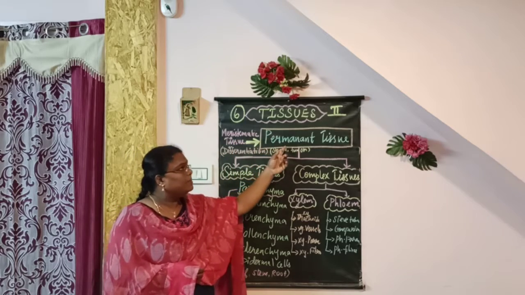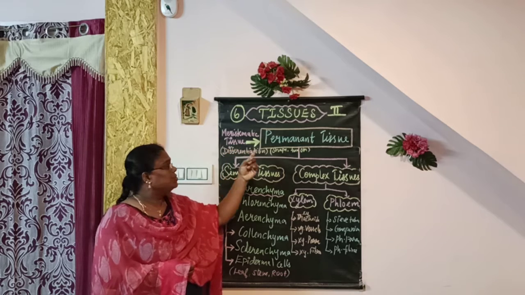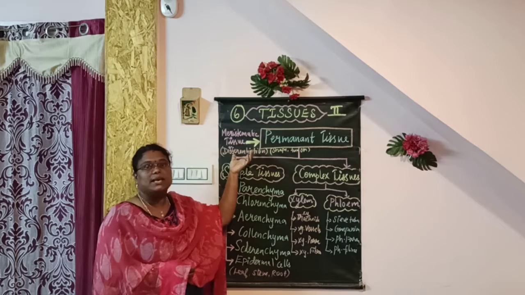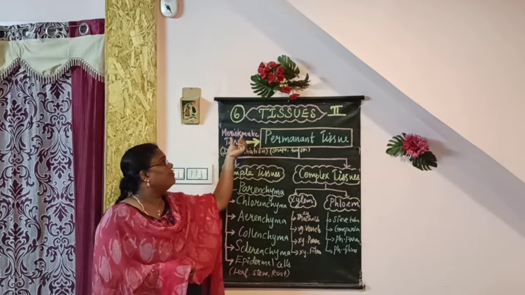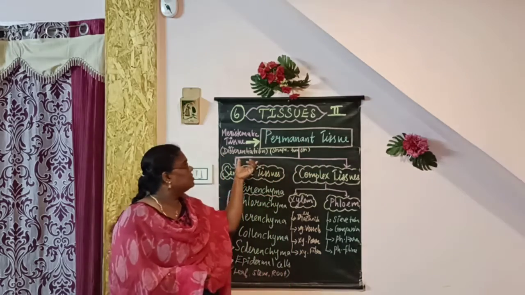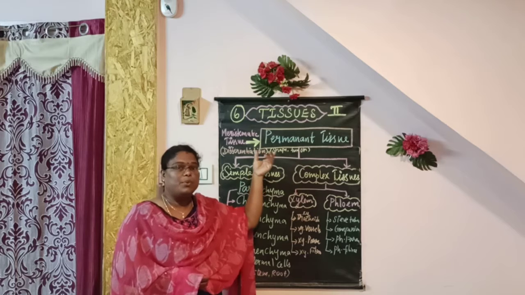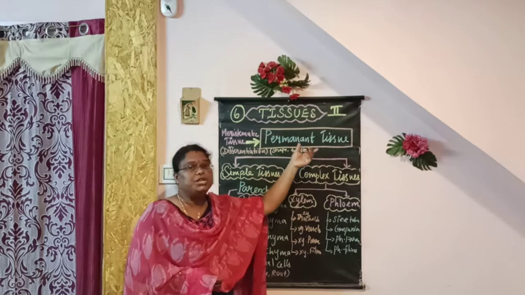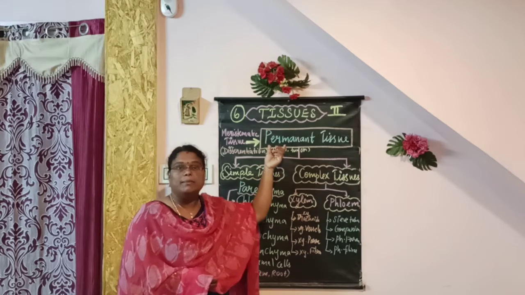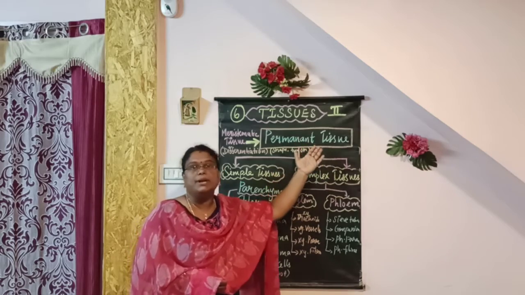This permanent tissue is transformed from meristematic tissue through a process called differentiation. The differentiation process helps in conversion of meristematic tissue to permanent tissue. So what is differentiation? Differentiation is the process of a tissue attaining its permanent shape, permanent size and permanent function. So that is called permanent tissue.